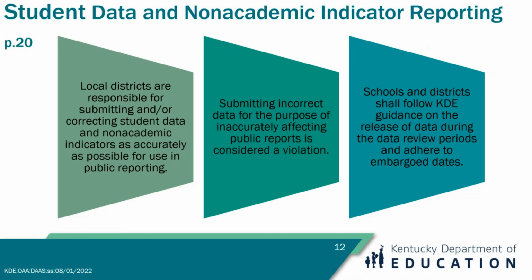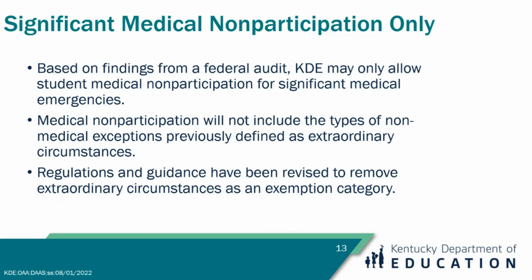An embargo violation could result in not having access early to future pre-release data. Non-academic data, such as graduation codes, are entered into Infinite Campus and retrieved from there for inclusion in public reporting for assessment and accountability. Infinite Campus is considered the authoritative source for this data. As of November 30th, 2021, the 703 KAR 5240 Accountability, Administrative Procedures and Guidelines regulation is in effect that removes the extraordinary circumstances as an exemption category. Based on the findings from the federal audit, KDE may only allow medical non-participation for significant medical emergencies.